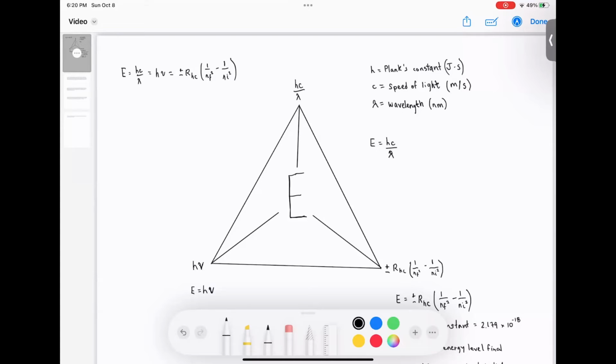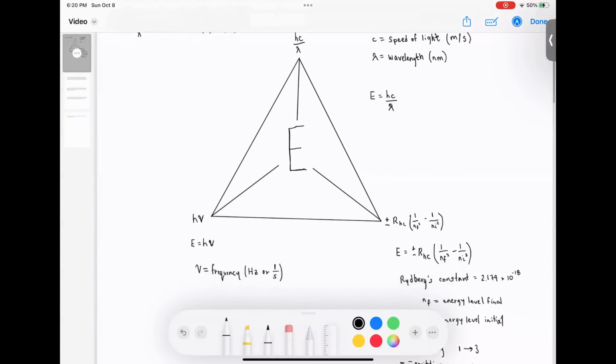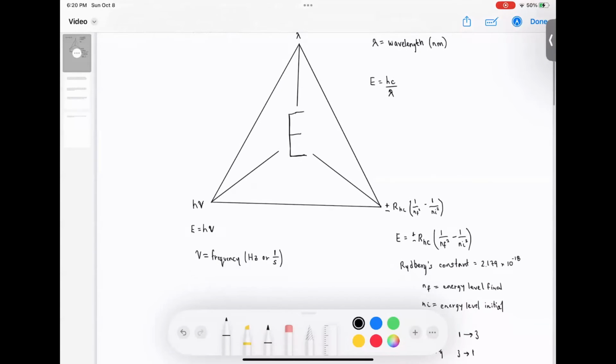This E equals h times frequency equation, and we have hc over lambda is equal to h times frequency. This is going to be very important because everything is connected here through energy. That's why we call it the Holy Trinity of Energy. Those are the main three formulas that you need to know here. Excellent. I hope this answers a lot of your questions on this.